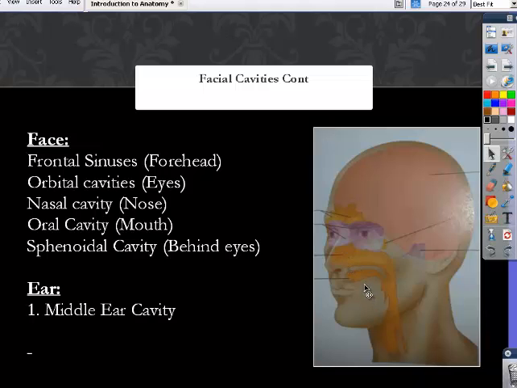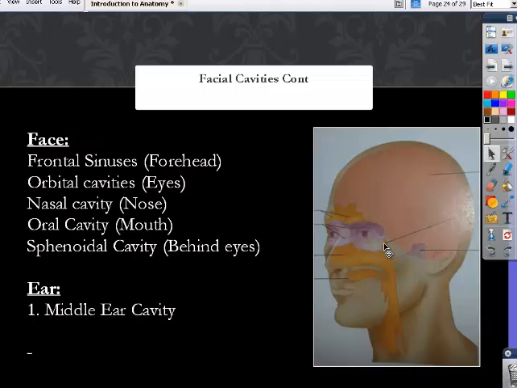Down from there, we have the oral cavity. Again, oral meaning mouth. So again, the mouth is the pathway to this oral cavity. And the last kind of cavity that you have in your face that is not necessarily as obvious is what we call the sphenoidal cavity. And that's kind of right behind the orbital cavity, kind of tucked in there. And so that's the sphenoidal cavity.